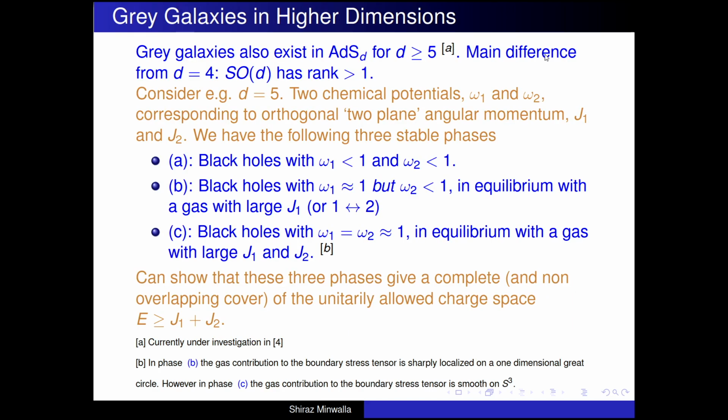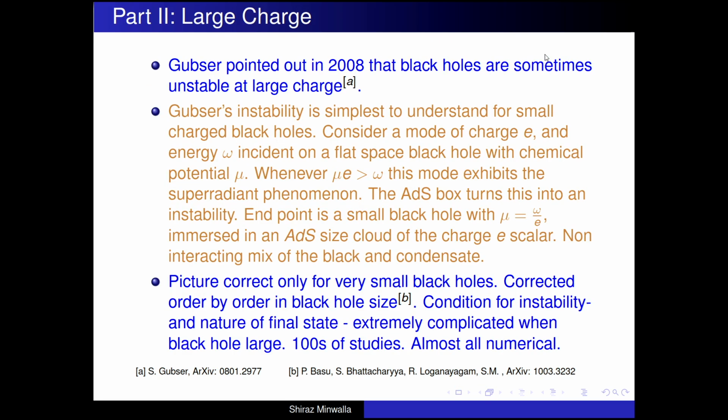I've talked so far about these black holes in AdS4. You can generalize the story to higher dimensions. The main difference is that there are more angular momenta because there are more Cartans for SO(d) when d is greater than 3, and you have more interesting classes of solutions. These are under investigation. Let's forget about it. Fine. Great. So now we understand what happens at large angular momentum.